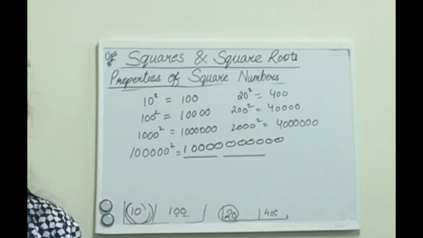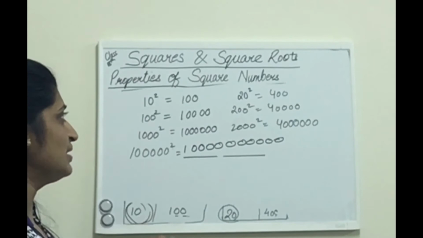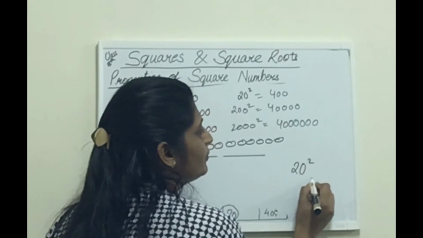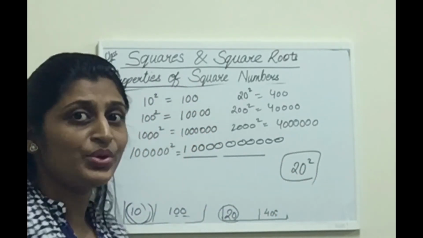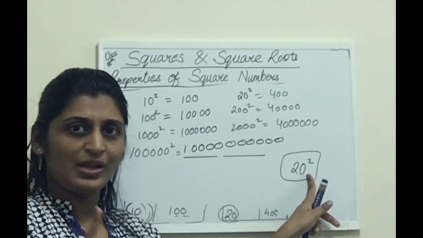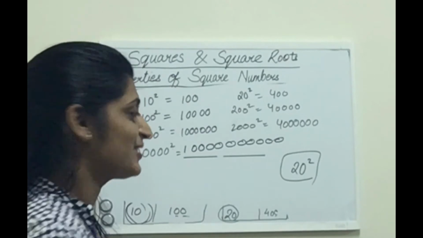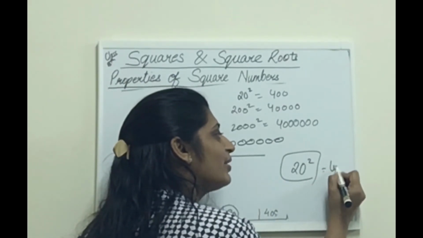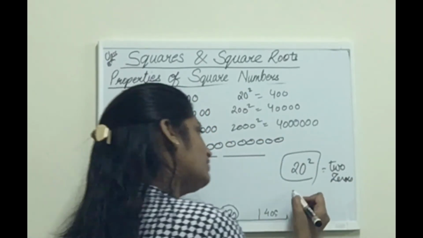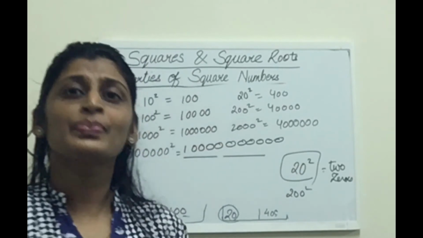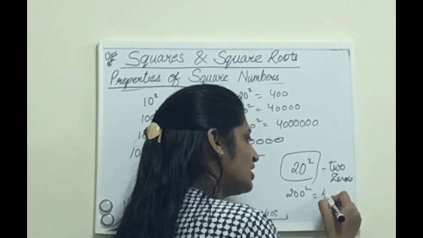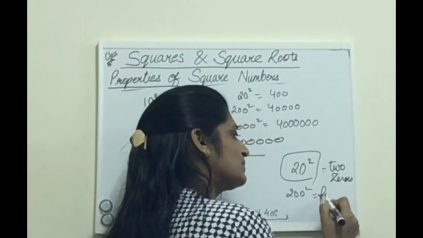For the zeros, this is tricky. The question comes like this: how many zeros will be there in the square of 20? So now you know. Since 20 has 1 zero, its square will have, yes, 2 zeros. If I give you 200 and ask you the same question, how many zeros will be there in the square of 200? And you will without any hesitation say 4 zeros.